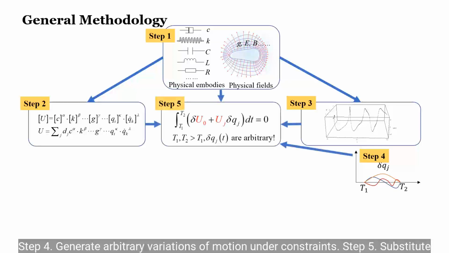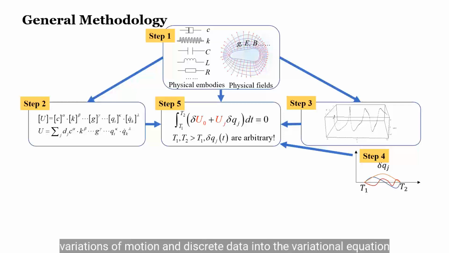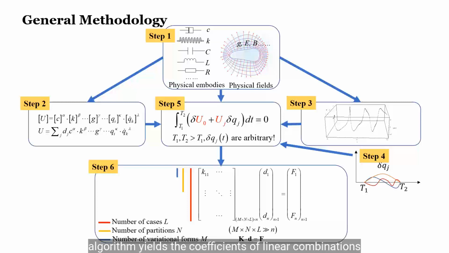Step 5. Substitute the linear combinations of integrands, variations of motion, and discrete data into the variational equation, and then perform integration to obtain a linear algebraic equation with respect to unknown coefficients. Step 6. As a final step, by changing the lower and upper bounds of integration and the variational style, we get overdetermined linear algebraic equations. Solving it by pseudo-inverse algorithm yields the coefficients of linear combinations, and then the analytical expression of integrands.